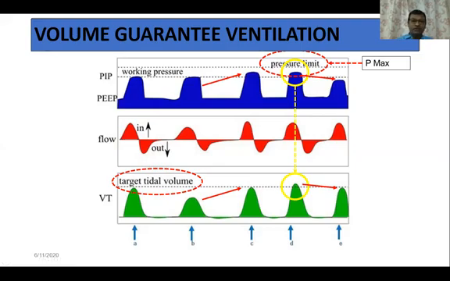So even if the lung mechanics change, say for example, there is a change in compliance or resistance, or a change in the respiratory effort of the baby, the ventilator will make sure that it gives the appropriate PIP. That means it won't cross the Pmax or the set pressure limit.